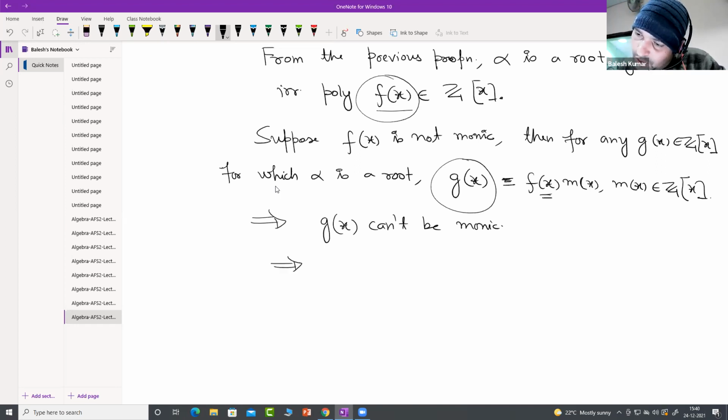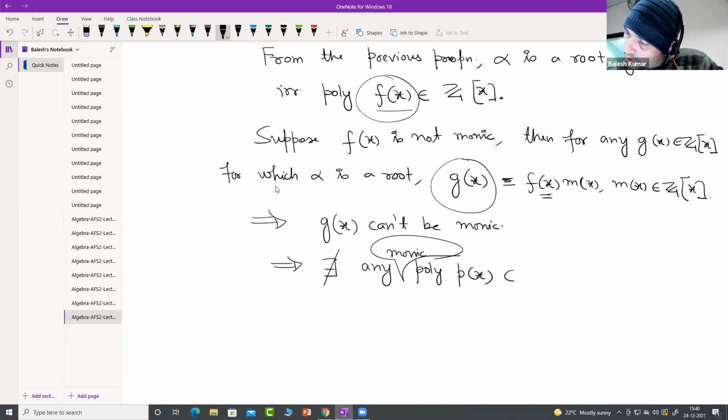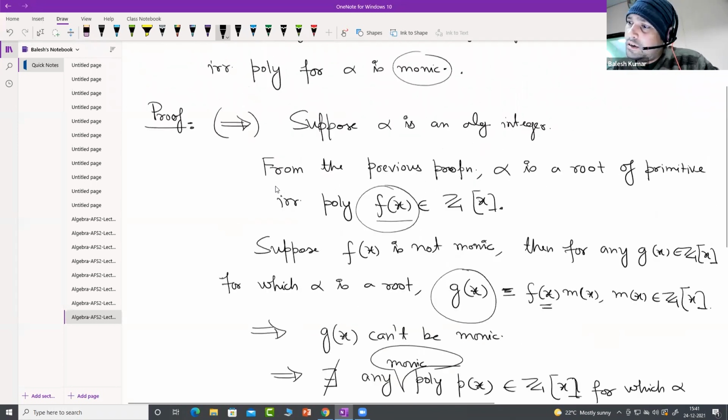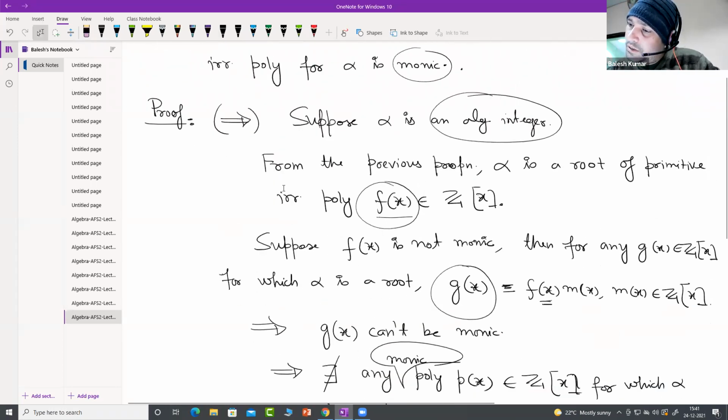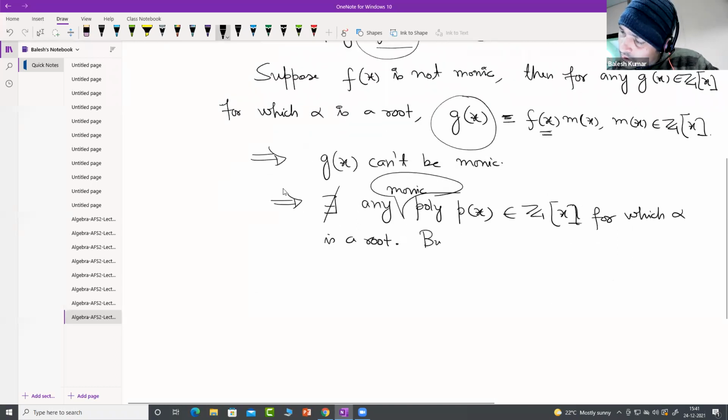This implies there does not exist any monic polynomial p of x in Z of x for which alpha is a root. But this contradicts the fact that alpha is an algebraic integer, because we have assumed that it is an algebraic integer. So this is a contradiction.